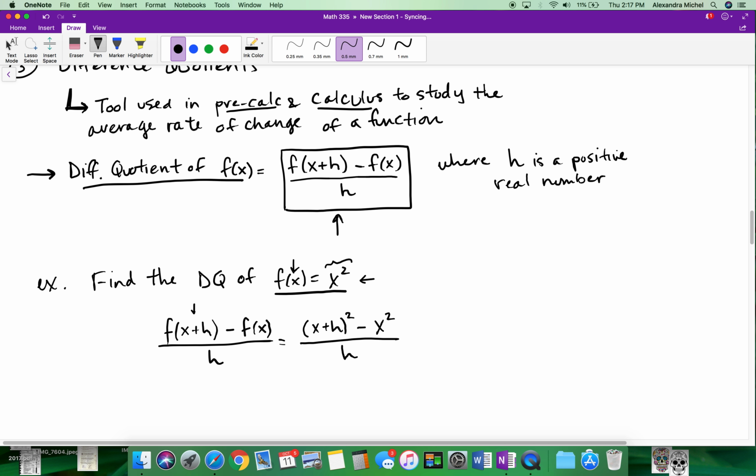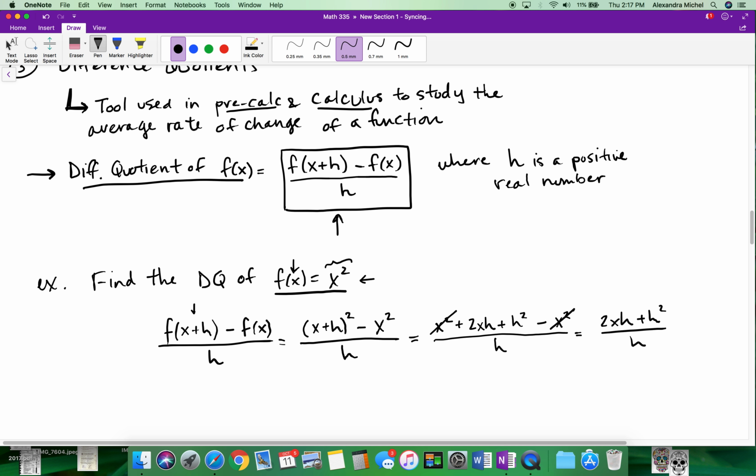Well, the numerator I can simplify, right? I know how to square a binomial. So here I have x squared plus 2xh plus h squared, right? If we distribute everything out, and I'm subtracting x squared from that, and this is all over h. And here we notice that the x squared terms actually cancel, right? So I'm actually left with 2xh plus h squared all over h.